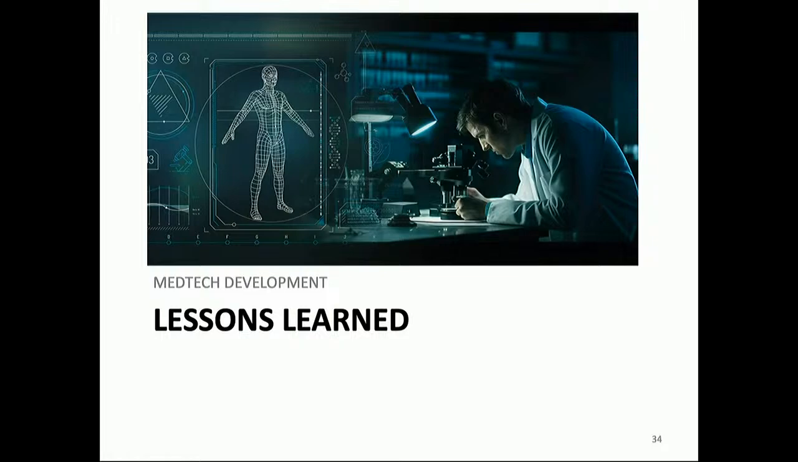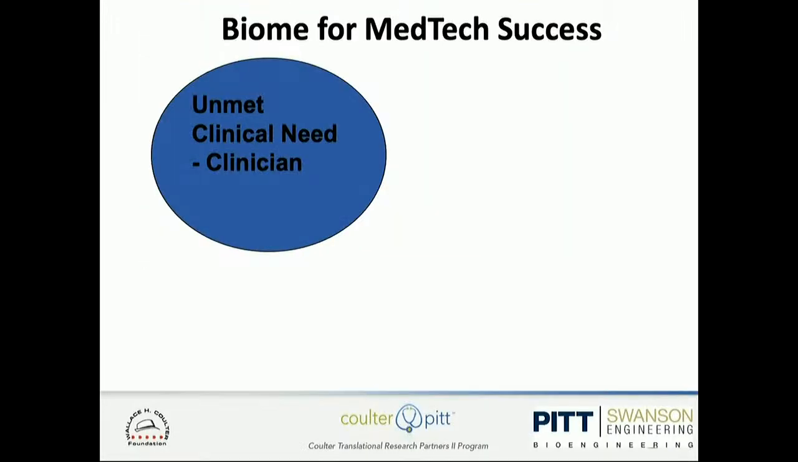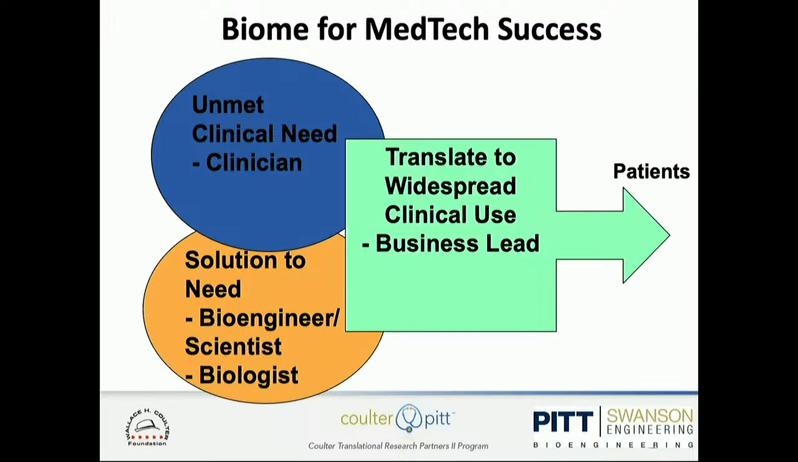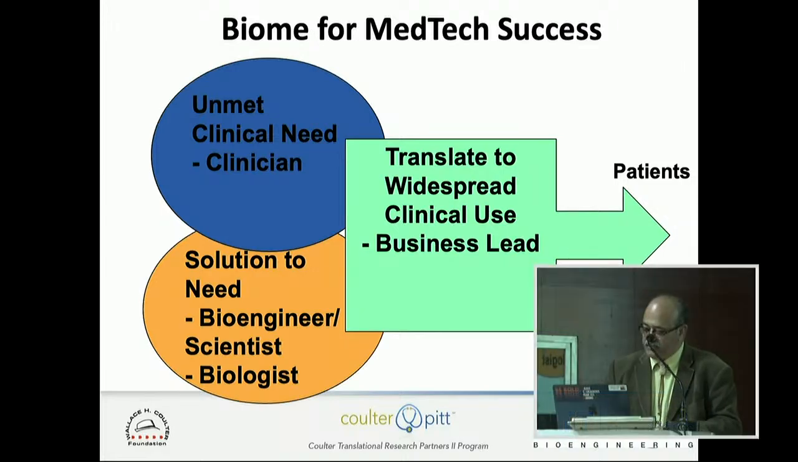So what are the lessons learned? Just stepping back, I think you guys know that. You've got to have the unmet need coming from a clinician. You've got the solution coming from a scientist, bioengineer, and you've got to have a business person orienting it. How are we going to get it out there? How are we going to get money? Because if you don't make money, you're not going to get investment. It's as simple as that, unless it's funded by the Gates Foundation for some use, and that's very rare. So those 3 things have to be satisfied.